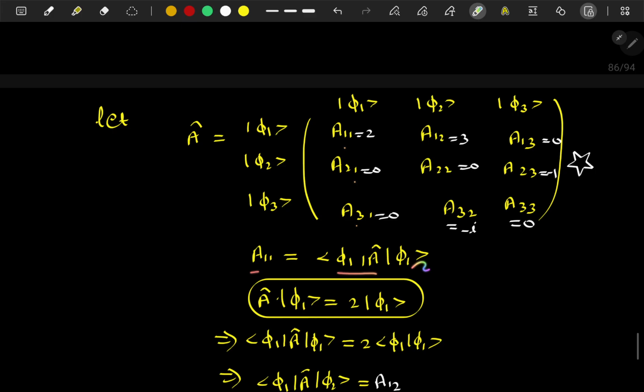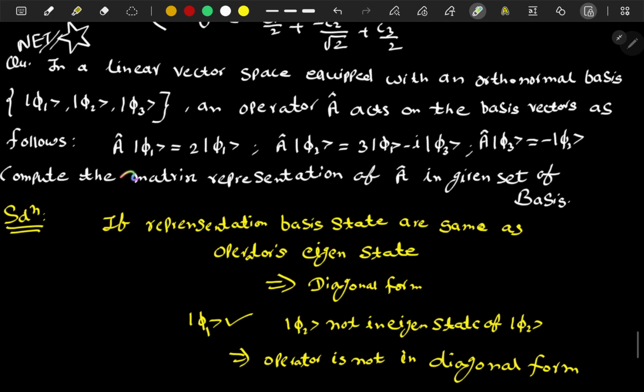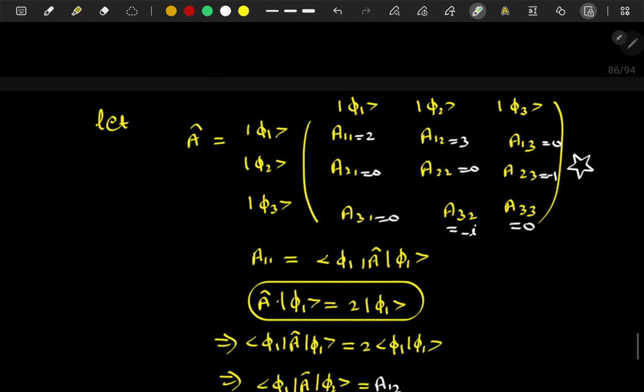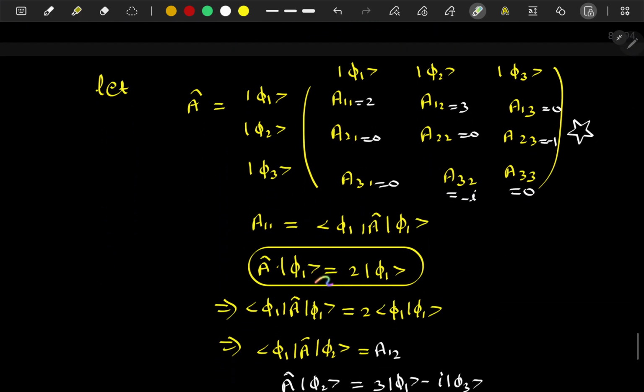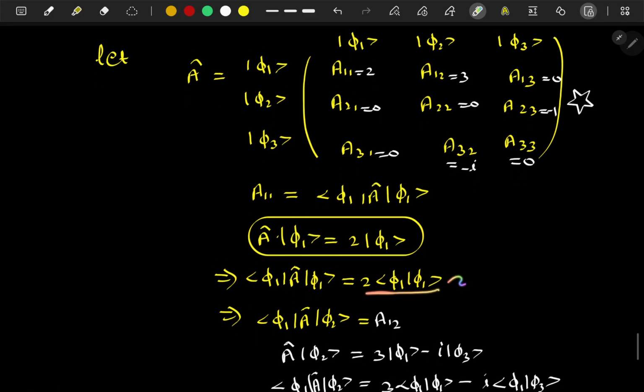So phi 1 A cap phi 1, and A cap phi 1 is given to us. When you operate A cap on phi 1 it is 2 phi 1. So 2 phi 1 is operated on again phi 1, so it will be 2 phi 1 phi 1, so it will leave us with 2.